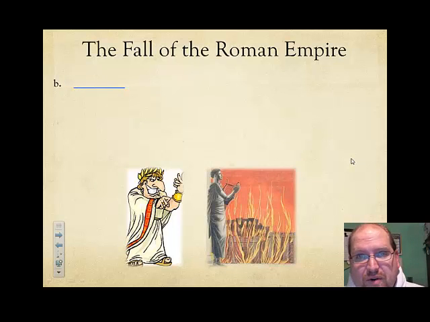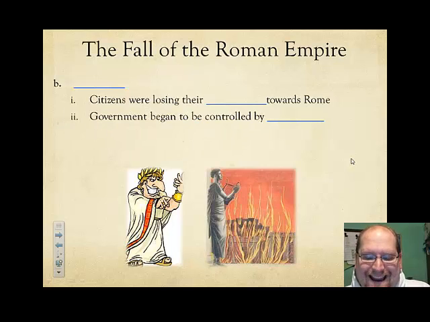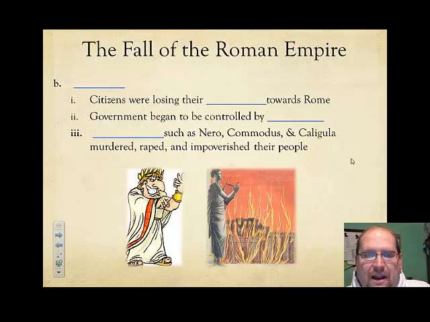The problem also existed with political problems. Citizens were losing their patriotism towards Rome. The government began to be controlled by the military instead of by the citizen, or the Senate, or the Caesar. Terrible emperors such as Nero, Commodus, and Caligula murdered, raped, and impoverished their people. So this goes further onto the idea that the people were just not in favor of this whole idea of Rome. They were starting to look after themselves.